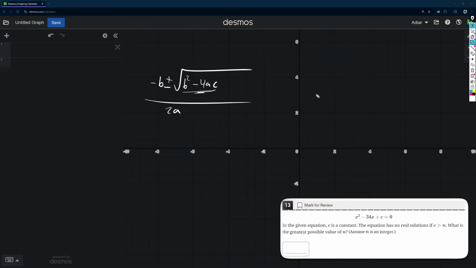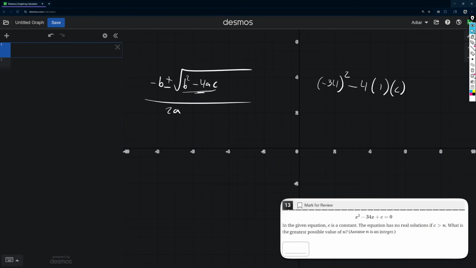We want to know, when is this discriminant negative? Because the question is asking, there's no real solutions. Luckily, we know what a and b are. We just don't know what c is. So we're going to plug in a and b right here. So b is going to be negative 34. So negative 34 squared, and then minus 4ac. Minus 4, a is 1. And then c is the number that we don't know. If we do a little bit of Desmos, we get 34 squared is 1,156.